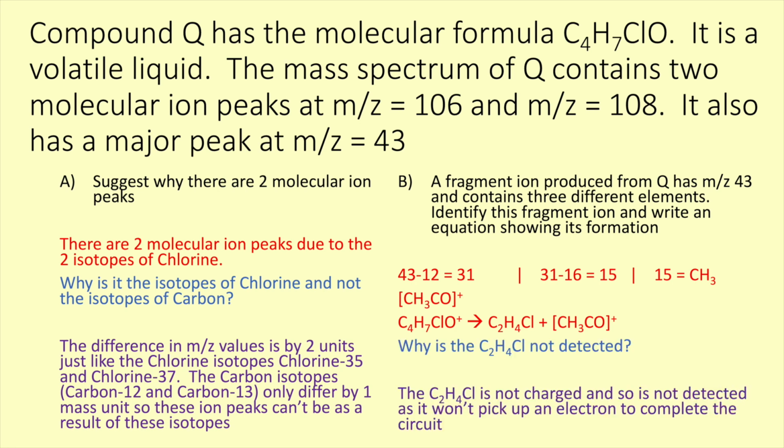So this is because it's not a charged particle, and so if it were formed at the end where we get to the detector, as it's not charged, it doesn't pick up the electron to complete the circuit, and therefore we don't get a signal generated, and so it won't be present in the spectrum. However, we could form the ion of C2H4Cl, maybe less likely to form and so lower abundance. However, if that ion was to form instead of the other fragment ion, then that would be detected if it were charged.